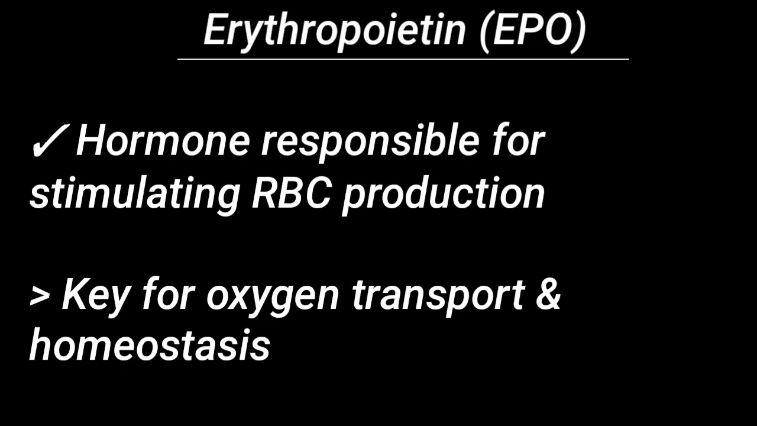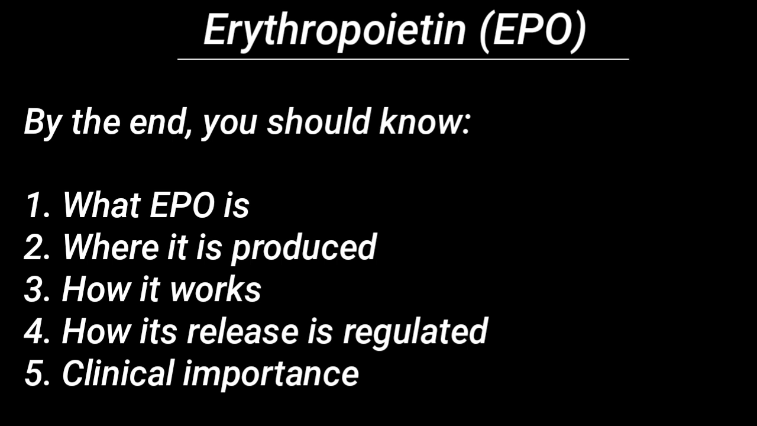In this video, we'll be talking about erythropoietin, often shortened as EPO. This hormone plays a vital role in ensuring that our blood has enough red blood cells to transport oxygen. So, in this video, we are going to go step by step. First of all, we are going to see what erythropoietin is, and then where it is produced, how it works, and the regulation of its release, and then finally the clinical importance.